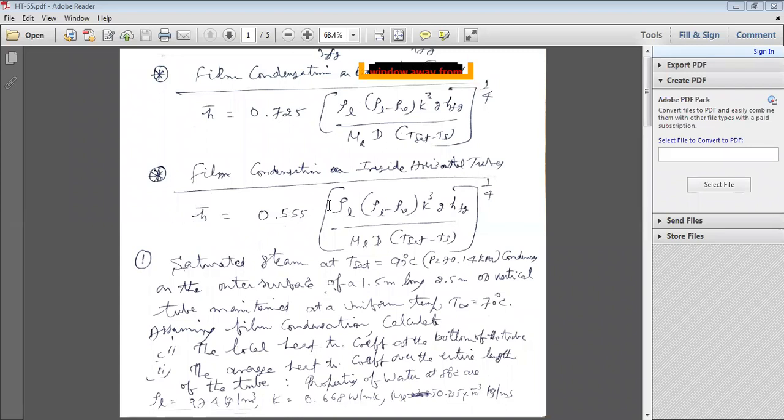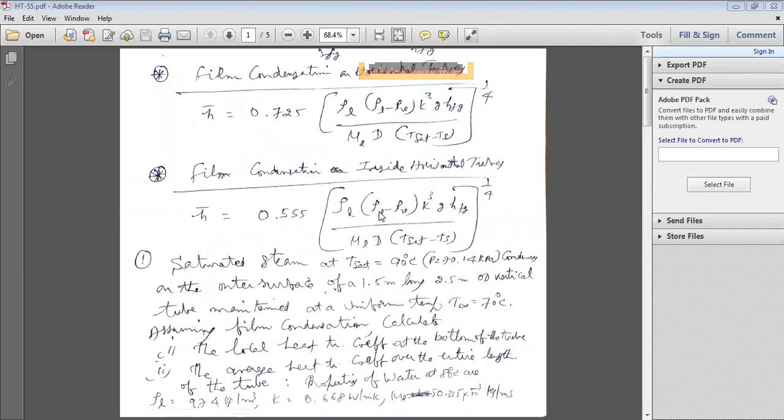0.555 into, where rho L is the density of the liquid that is condensed, rho v the density of the vapor, k the thermal conductivity of the liquid, g the acceleration due to gravity, h fg the latent heat of condensation or enthalpy of condensation, mu L the dynamic viscosity of the liquid, d the inside diameter of the horizontal tube. This is the outside diameter, this is the inside diameter of the tube. T saturation is the saturation temperature, and Ts the surface temperature.